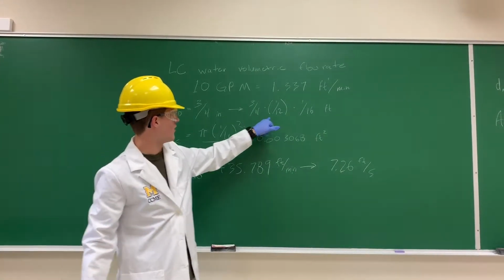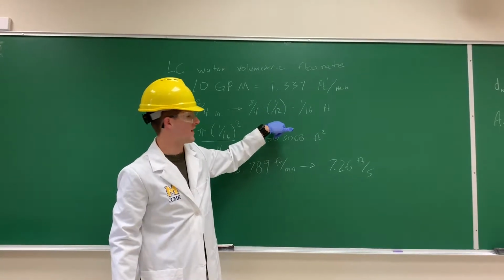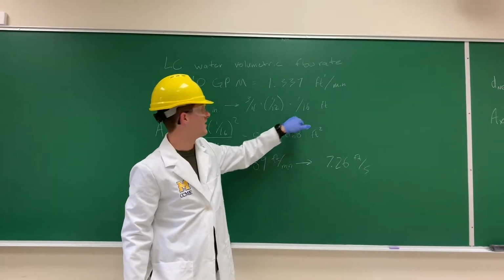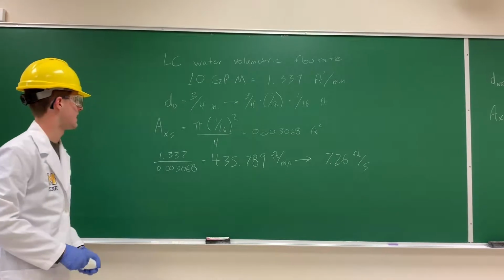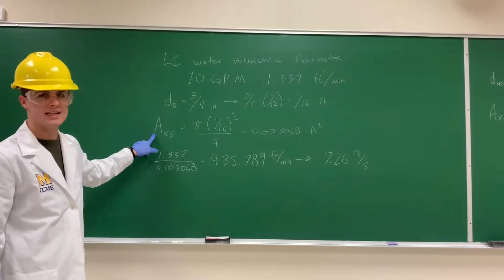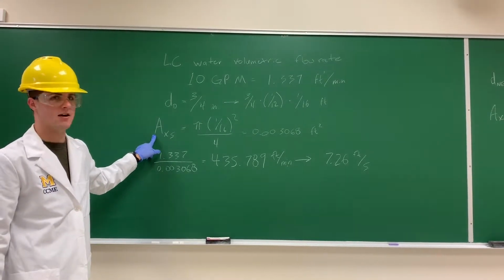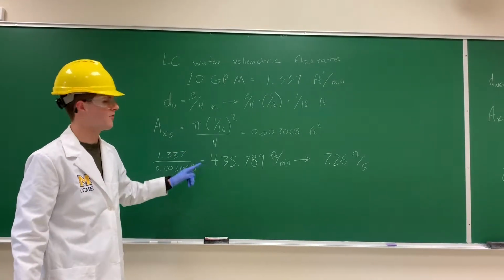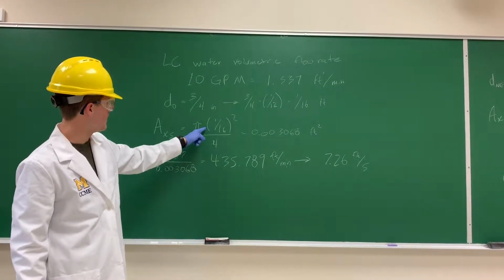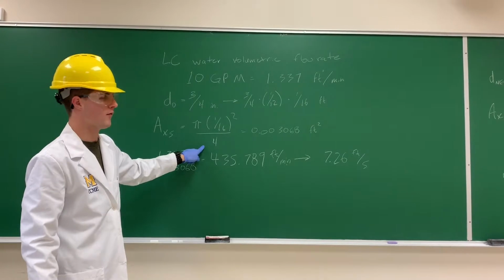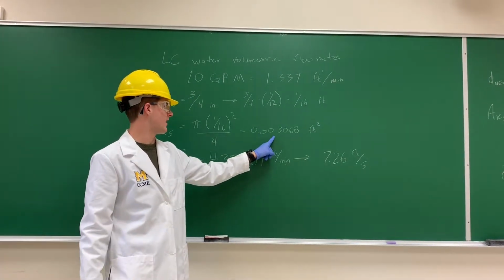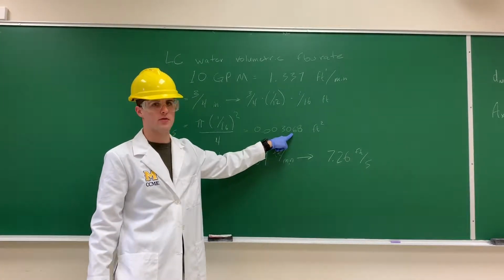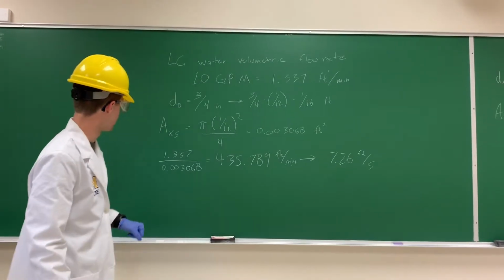If we multiply that by a conversion factor for feet, we'll get 1/16 of a foot for our diameter right now. So if we take that diameter and put it into an area calculation, we can find the area of our cross section by multiplying pi times our diameter squared over 4. And once we've done that, that comes out to about 0.003 feet squared.